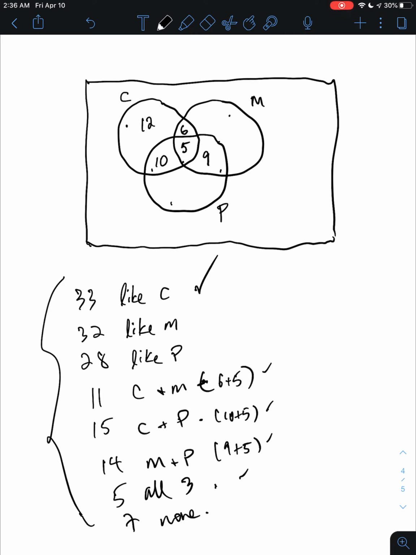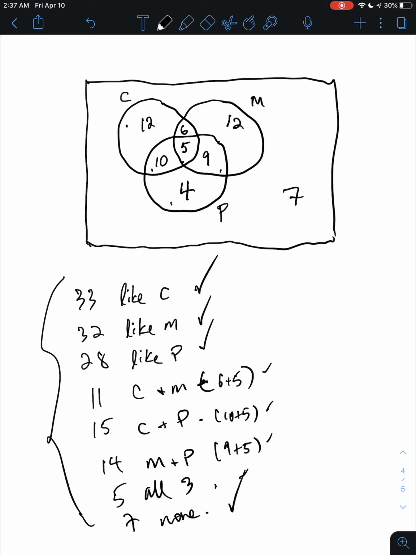The Metro 32, well, I've got 9 and 5 and 6. That's 20 altogether so far. 32 adds another 12 in this category. And that's kind of a coincidence that those two are number 12s. There's 28 that like the Prairie Dog. How many have I counted already? I've got 10, I've got 15, I've got 24, so that means there's only 4 more that I haven't counted yet. Finally, 7 like none, well, that's out here. So that number I just copy. It's unusual for these problems to have a number that you just copy, but sometimes it happens, so there we go, 7. And that has used all the data.